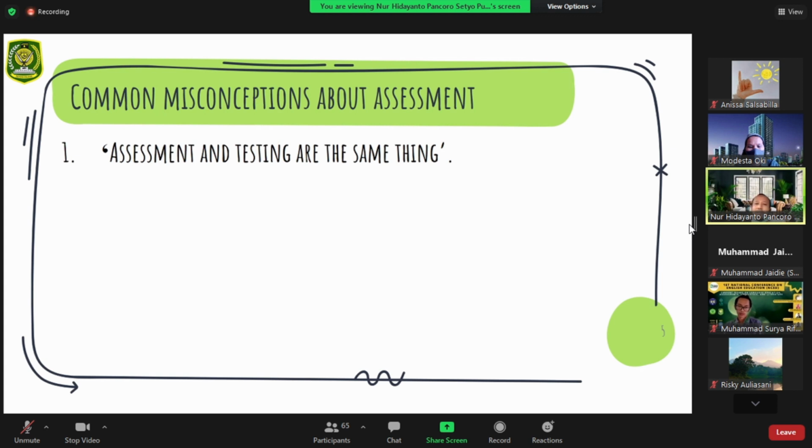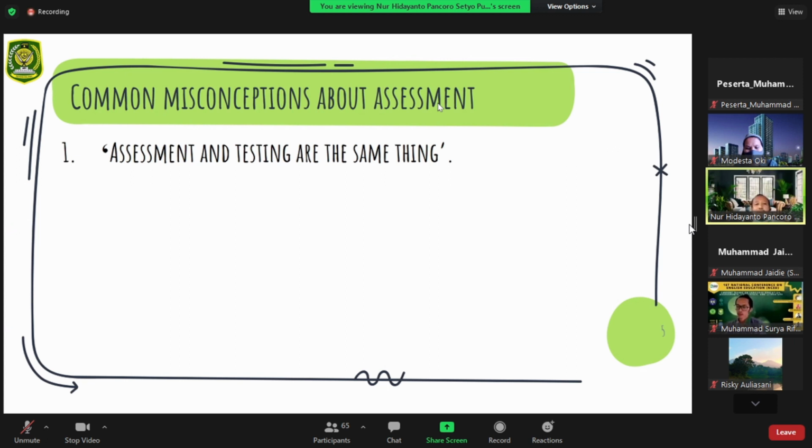From my last study, I found that many pre-service teachers consider that assessment and testing are the same. If you want to assess your students, the only thing you need to do is use a multiple choice test, and then you get the grade, and that's it. That's your job. So your job is to design the RPP, then teach, and then assess your students. How do you assess your students? Give them a multiple choice test, score them, and that's it. That's what some of the pre-service teachers in my study said.